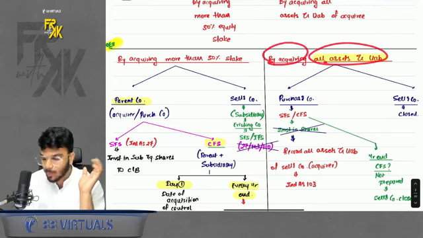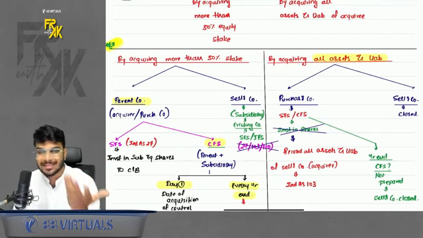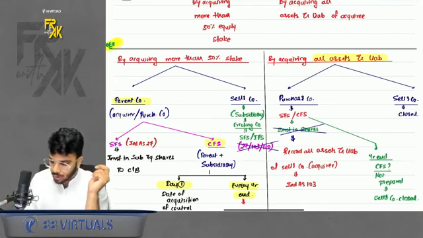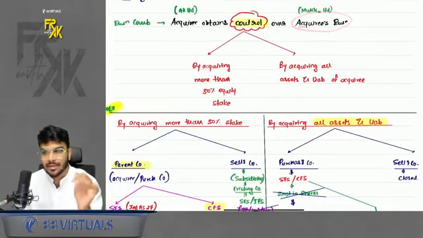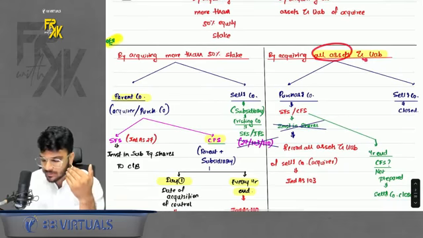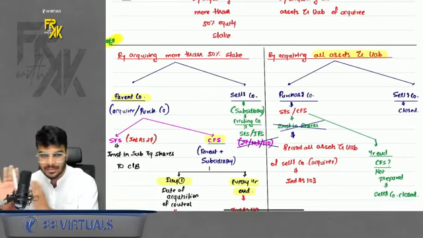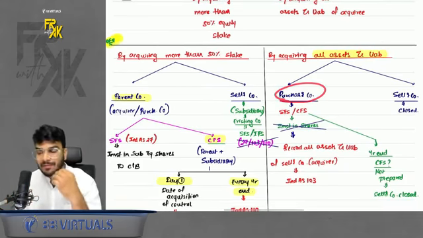Now, if you acquire control through acquiring all the assets and liabilities, imagine you have acquired all the assets and liabilities of the selling company directly. So when you acquire all the assets and liabilities of the selling company, that selling company is closed. Now you are the only company which is existing.